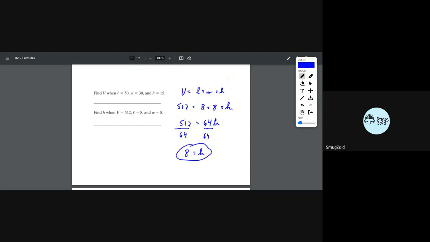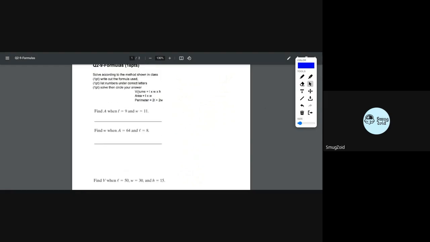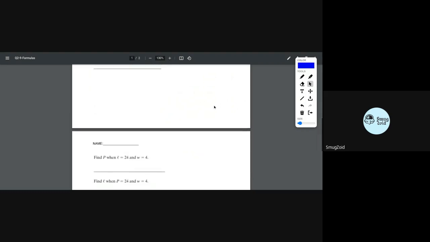Let's go to the last problems. All right. Scroll back up. I just want to see, obviously, I used the volume problem. An area, I'm down to perimeter, which is 2L plus 2W. So let's do this one.